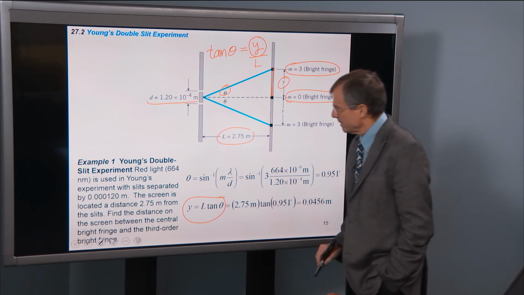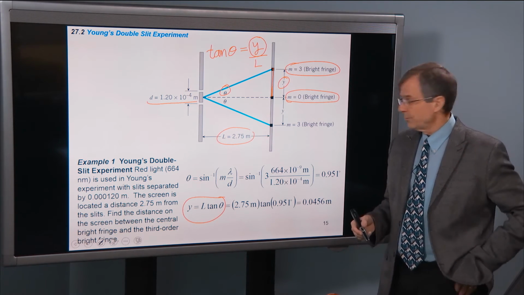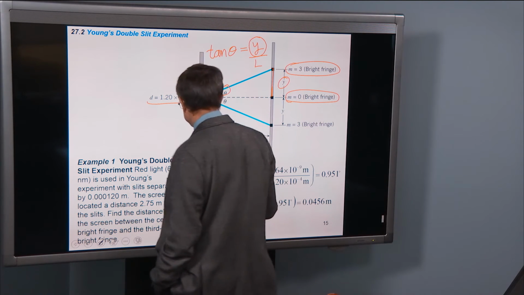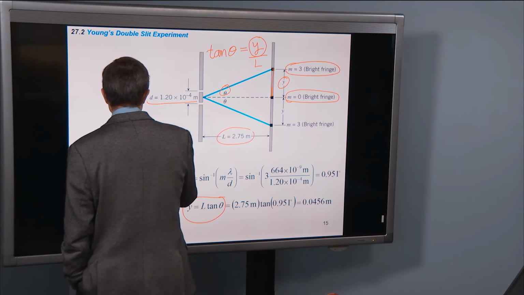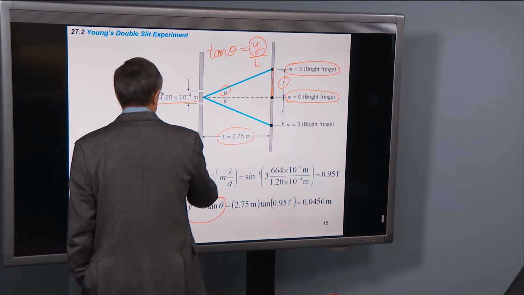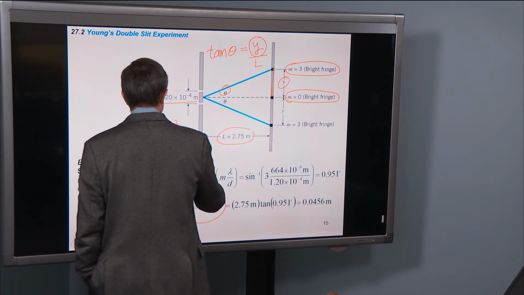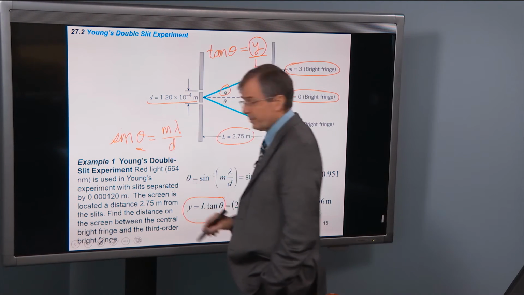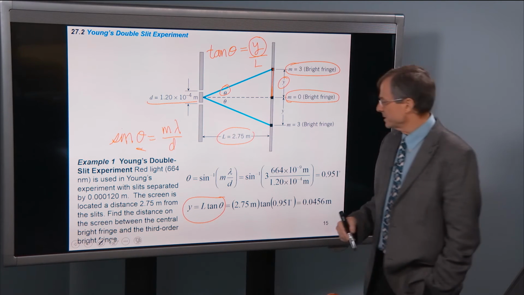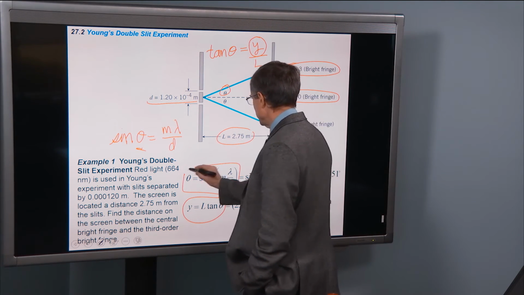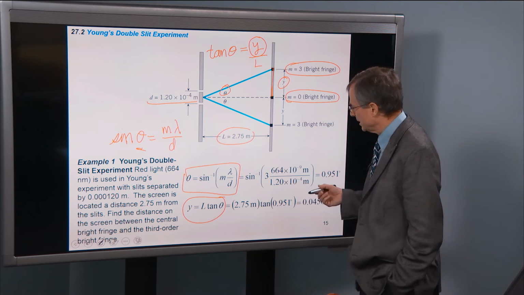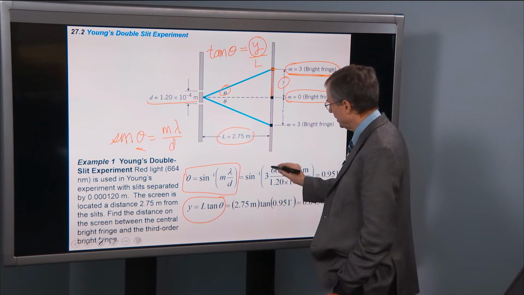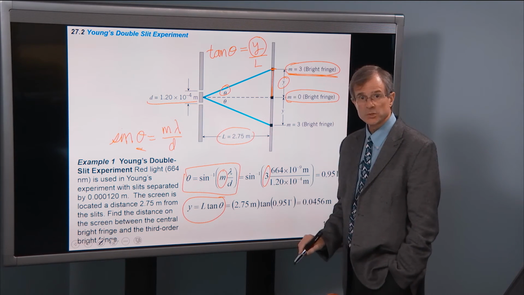We also have the condition for bright fringes, which we derived in the last concept, which is that the sine of theta is m lambda over d. So we can actually solve for theta by taking the inverse sine of both sides, and that gives us this equation, and then we just have to plug in the numbers. Remember that we're talking here about the third order fringe, this one here. So we're going to put in m equals 3.